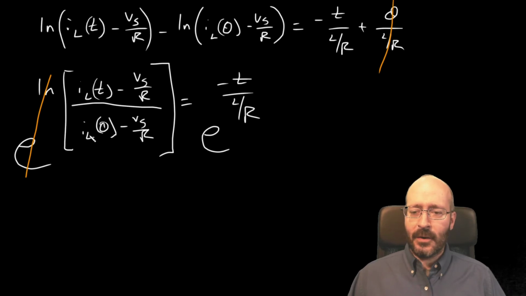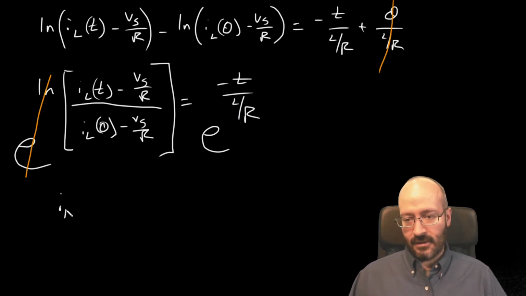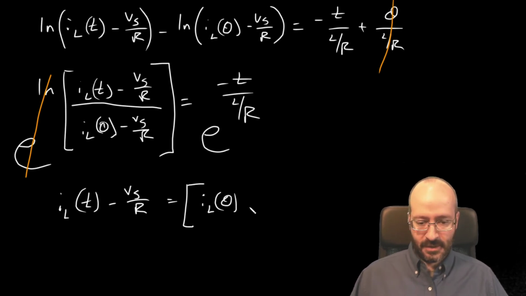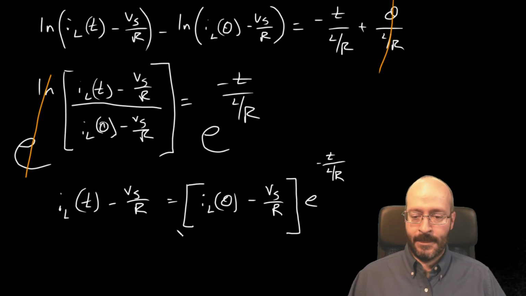Okay, so we're left with this fraction over here, and we have e to the negative t over L over R. I want to move this into the numerator, so I'm going to multiply both sides by this, and that's going to get us awfully close to our final form. Okay, I'm going to keep this in brackets, I_L of 0, which is our initial condition, minus Vs over R, which is kind of interesting in its own way. And we'll play with that as we begin to analyze circuits using this stuff. Okay, and we got that natural exponent over there.